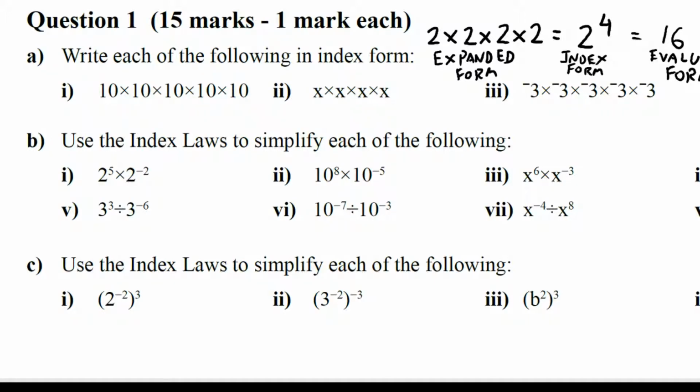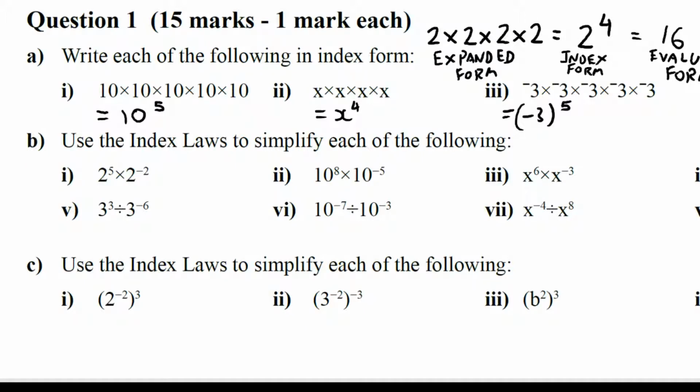Alright. Now, write each of the following in index form. That's going to be 10 to the power of 1, 2, 3, 4, 5. 10 to the power of 5. Here, we're going to have x to the power of 4. And here, we're going to have negative 3. We can't forget our brackets. Negative 3 to the power of 1, 2, 3, 4, 5.